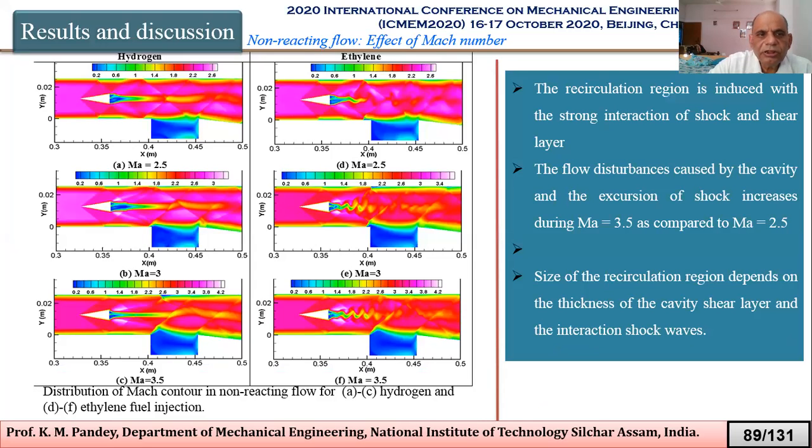and these are the diagrams of comparison of hydrogen and ethylene at the same Mach number. And what we observe is that the flow disturbances caused by the cavity and the expansion of shock increase during Mach 3.5 as compared to Mach equal to 2.5. Means for higher Mach number, the disturbance is more. Then the size of the recirculation region depends on the thickness of the cavity shear layer and the interaction of shock waves. That we can see from the figure also. It is very, very obvious.